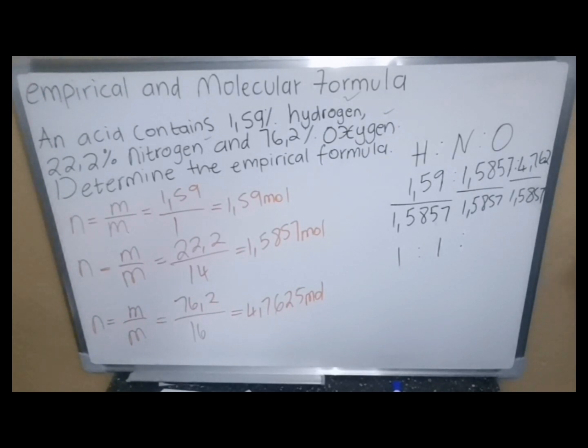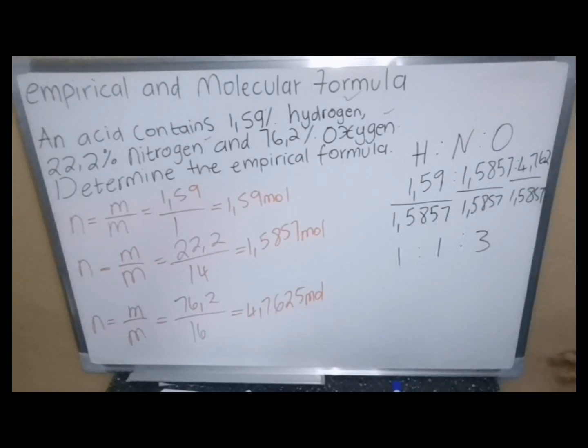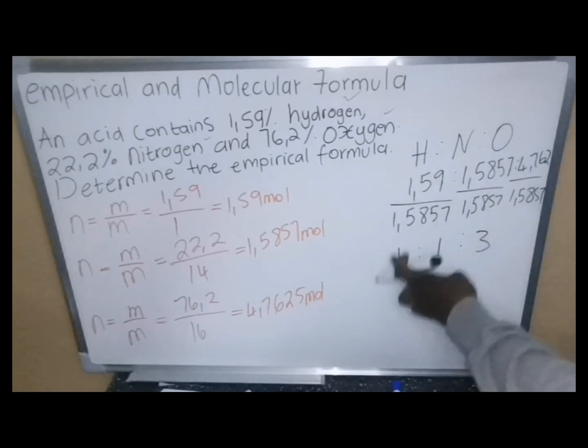The last one, 4,7625 divided by 1,5857. Then the answer there is 3. And here it gives you 3,00. That means it's 3 there. So it's going to be 3. Therefore, you are done with finding the empirical formula. You write it as a formula there. So what is the atom?